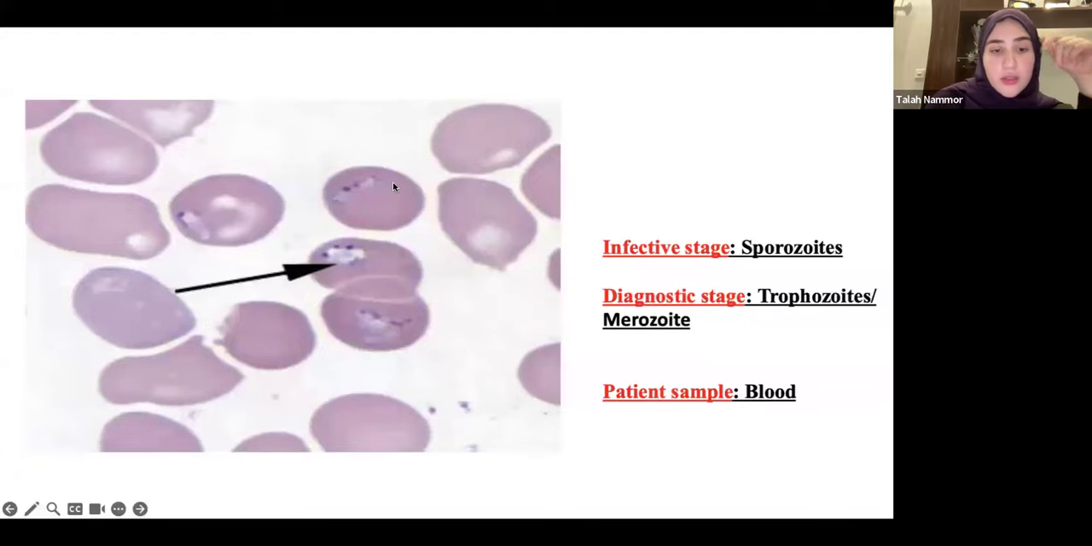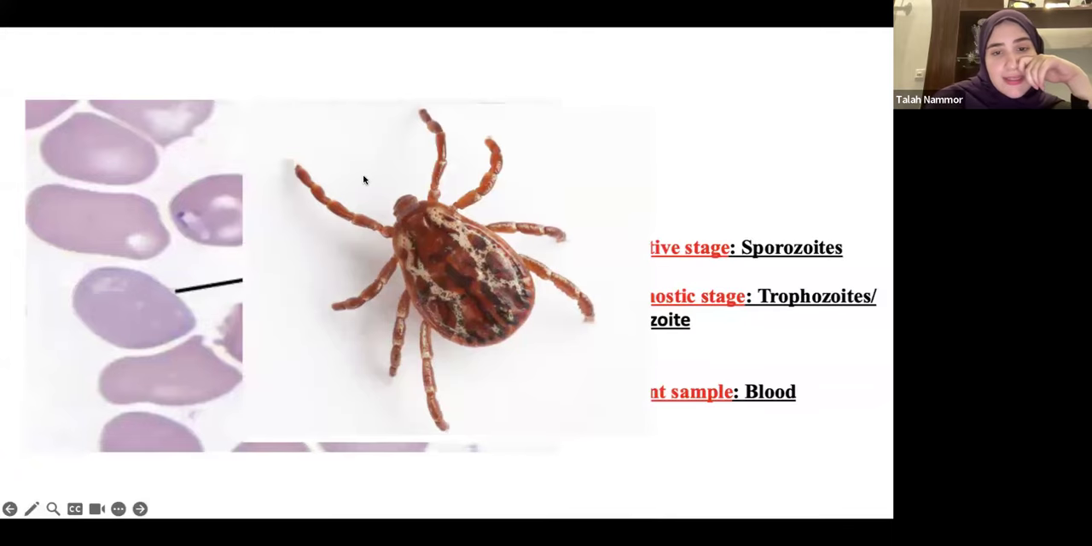Okay. And this is the tick. Sorry, Babesia is caused by a tick. So Babesia is caused by a tick, the Ixodes tick. Trypanosoma cruzi is caused by, what was it called, I forgot.